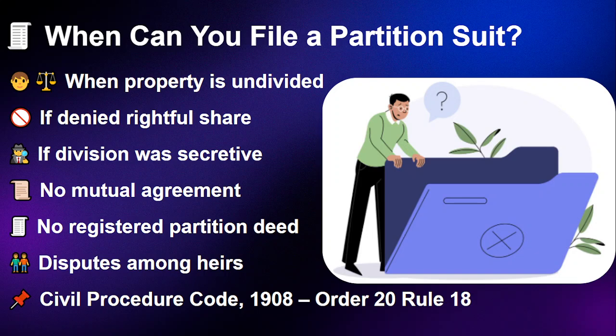It also prevents future disputes and protects against property fraud. If you suspect foul play or exclusion, act promptly. Delay can weaken your claim or allow others to sell the property. We'll now explore real-life scenarios where property was divided without consent. These examples will help you identify red flags and take action.